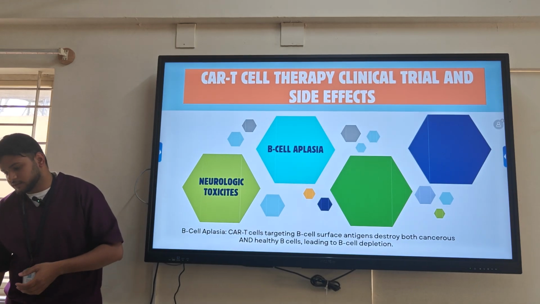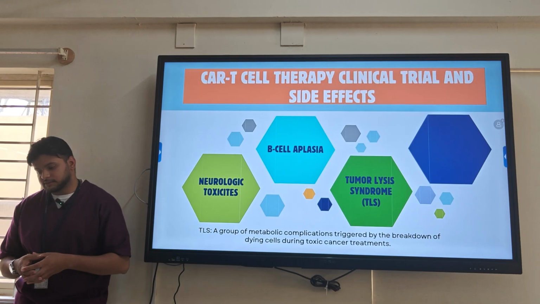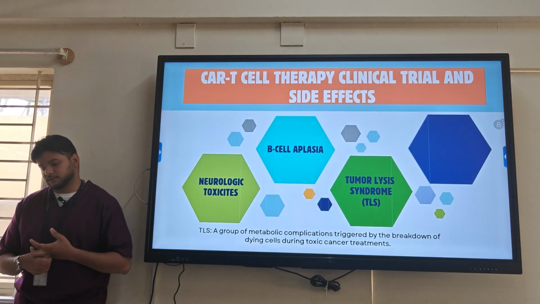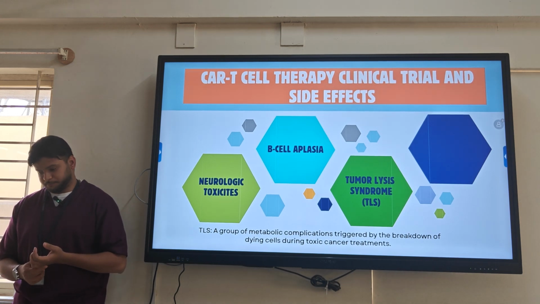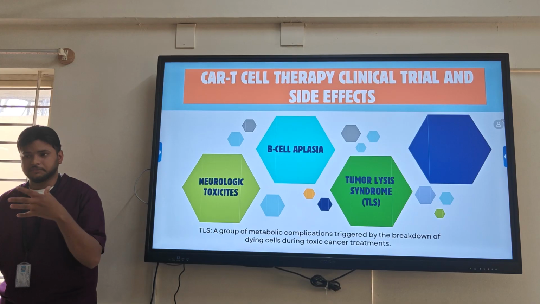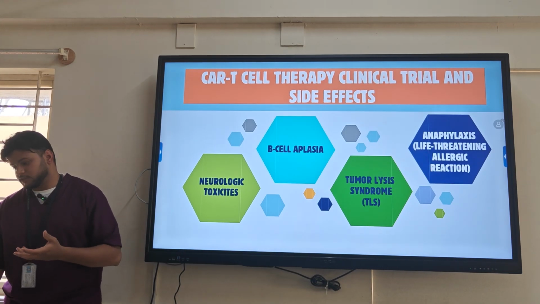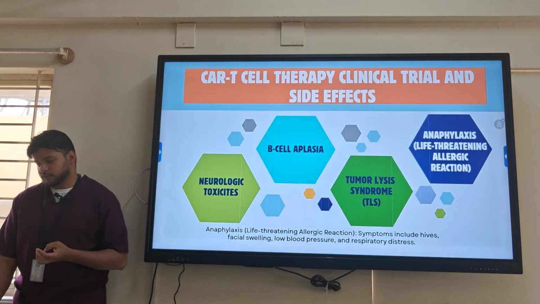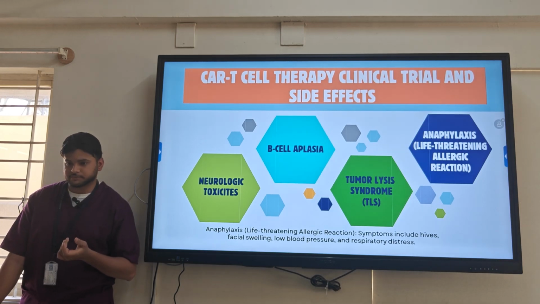The third will be tumor lysis syndrome. Tumor lysis is a group of metabolic complications triggered by the breakdown of dying cells during toxic cancer treatment. That's what I said, metabolic imbalance or immune imbalance will be seen. Okay, anaphylaxis, a life-threatening allergic reaction. Symptoms like hives, facial swelling, low blood pressure, and respiratory distress.